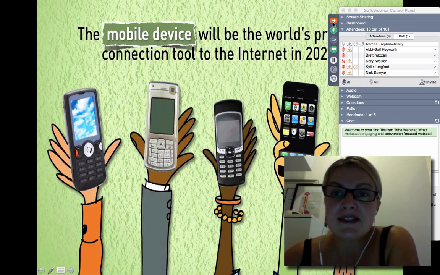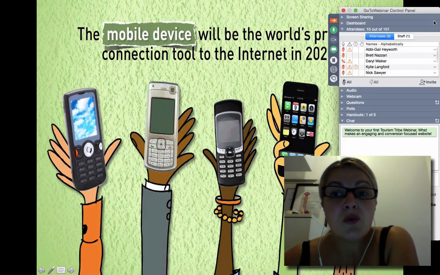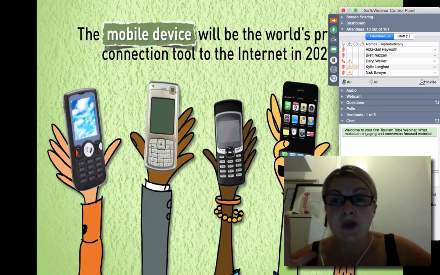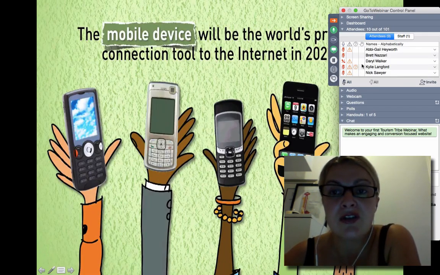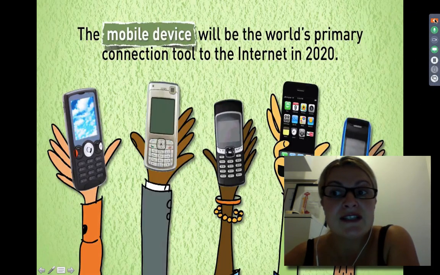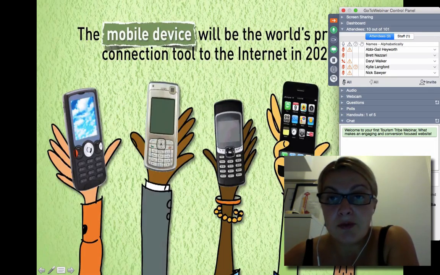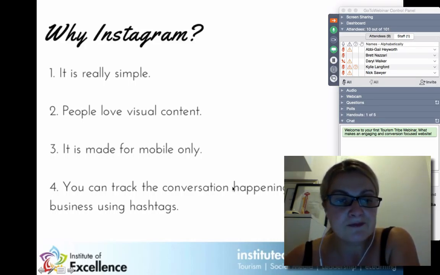And remember this little slide that I shared with you a few weeks ago. Mobile devices will be the world's primary connection. We're already seeing the pendulum swing from desktop to mobile. It's already happening. So this platform certainly encapsulates that; this is how people are staying connected through their mobile devices. So it's another benefit of Instagram.